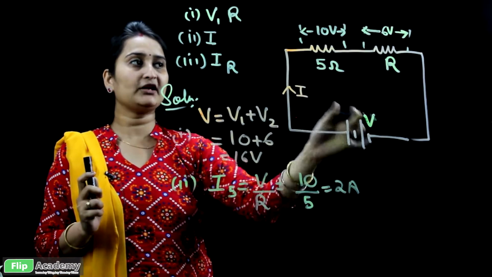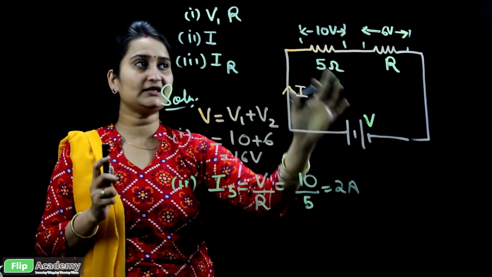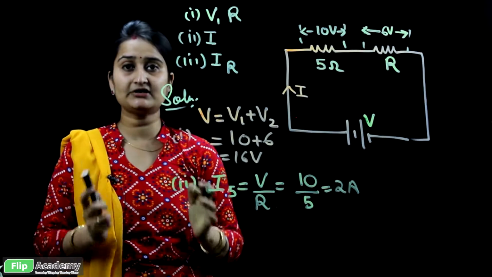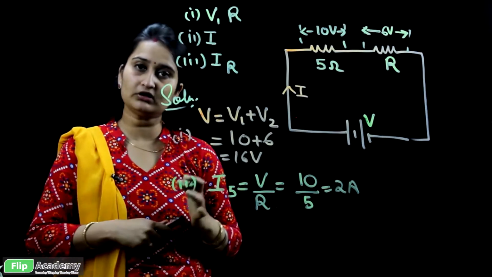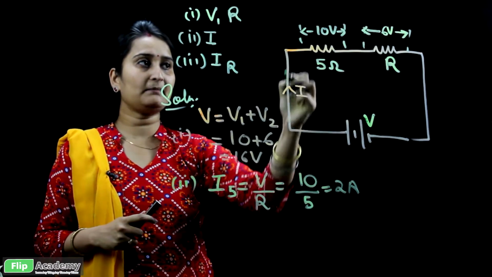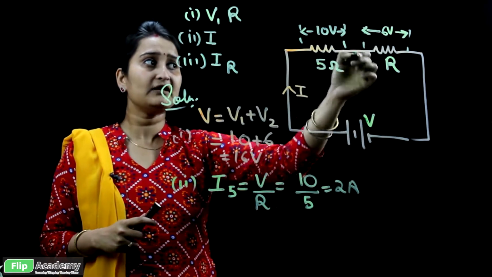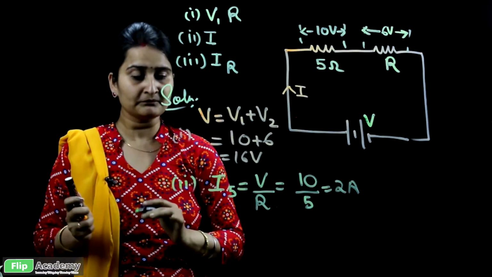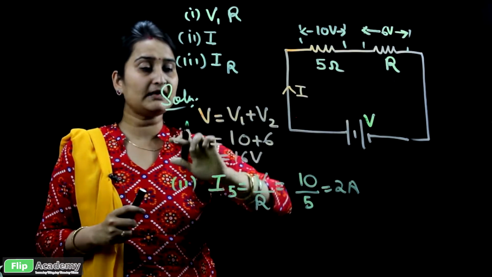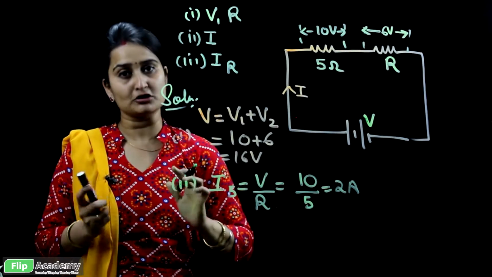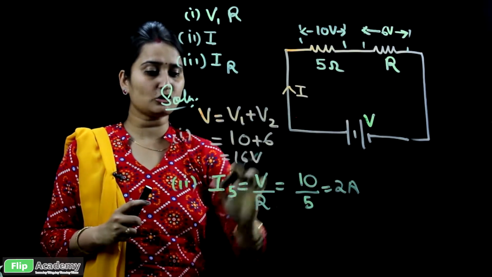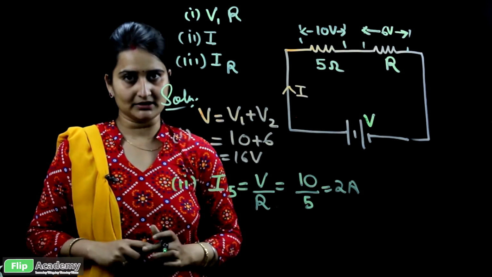That is, if there are 2 resistances, the total potential gets split into V1 and V2. If there are 3 resistances, then the total potential gets shared into V1, V2 and V3. But in the case of current, when the total current passes through a series circuit, at every point it will remain the same. That is, the current passing through 5 ohm will remain the same for the total current also. So that means the current passing through capital R is also 2 ampere.